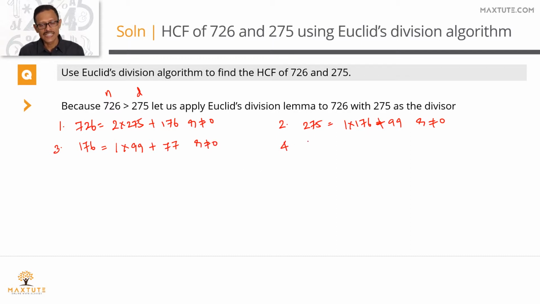In this step, 99 is going to be the number for us. The divisor is going to be equal to 77. 77 goes once in 99. That's quite evident. Do we have a remainder? Yes, we have a remainder which is equal to 22, which is not equal to 0.